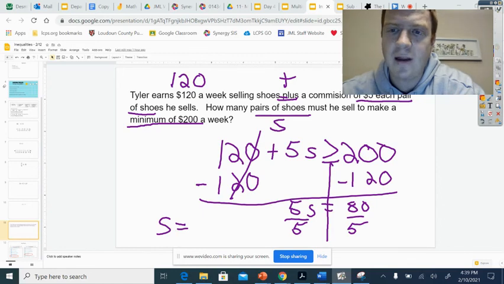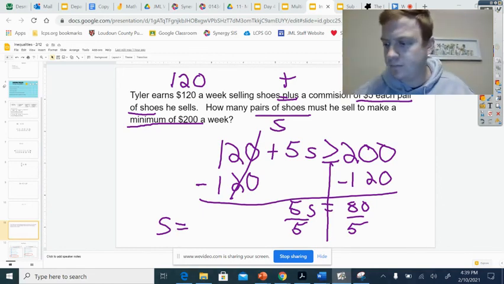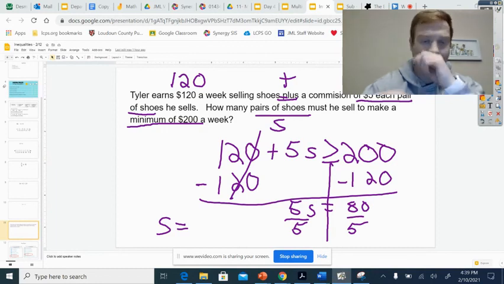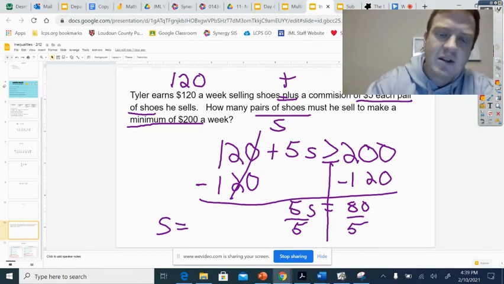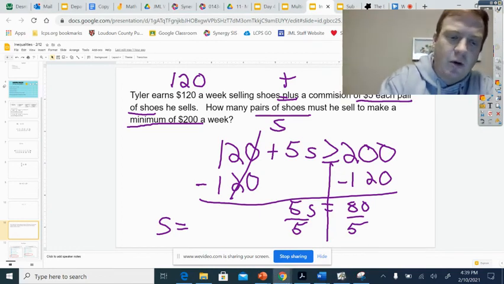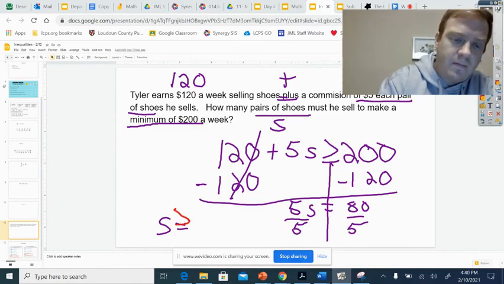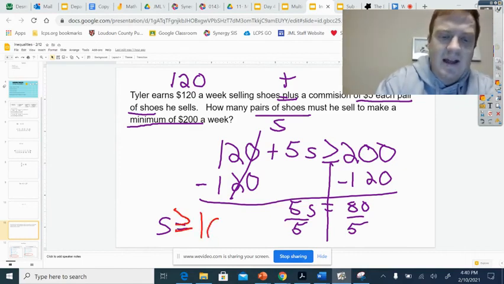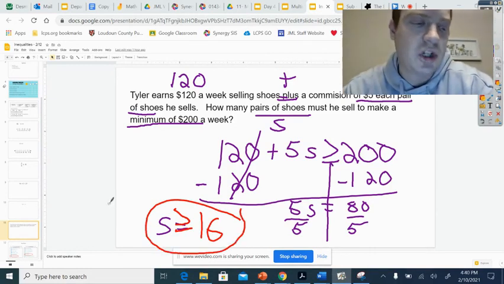Let me double check that. My calculator. And 80 divided by 5 is 16. I was incorrect. Am I? Let me double check that. 80 divided by 5. Yeah, it is 16. So always double check. So I'm going to get S is greater than or equal to 16 as our final answer. So Tyler would have to sell 16 or more shoes.